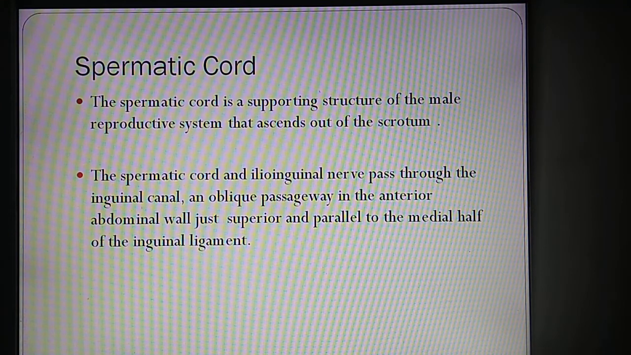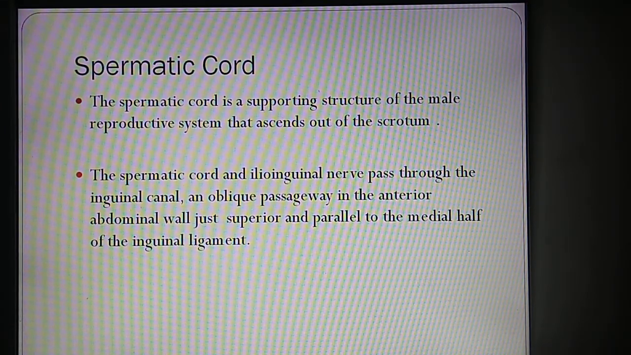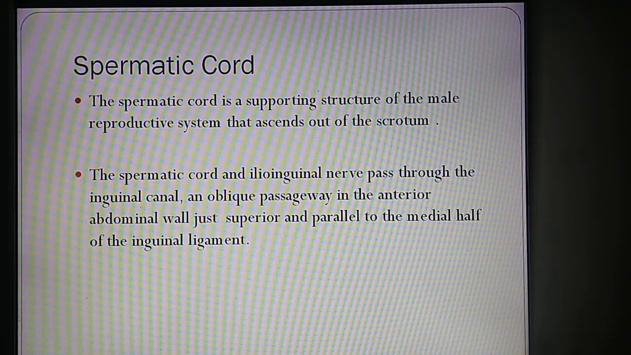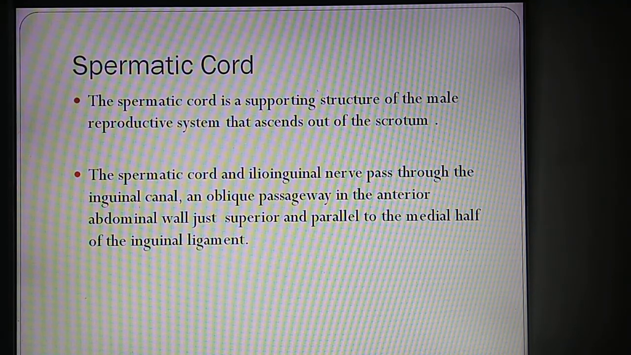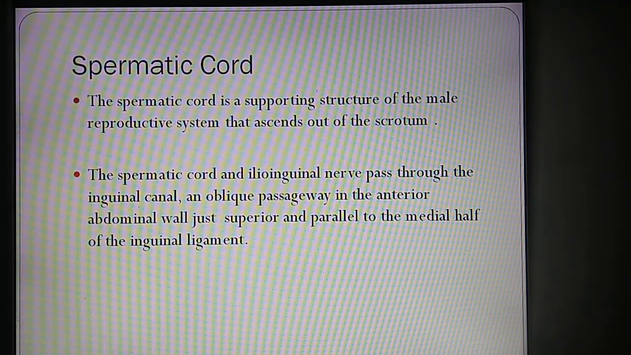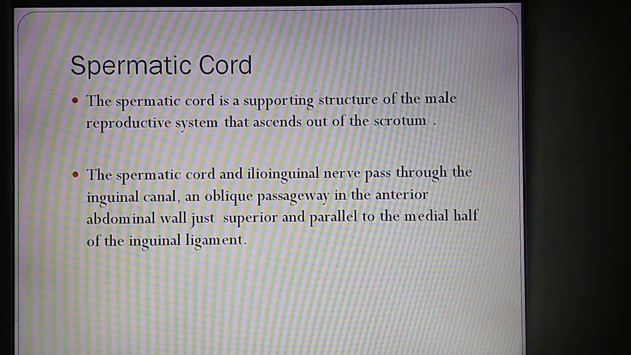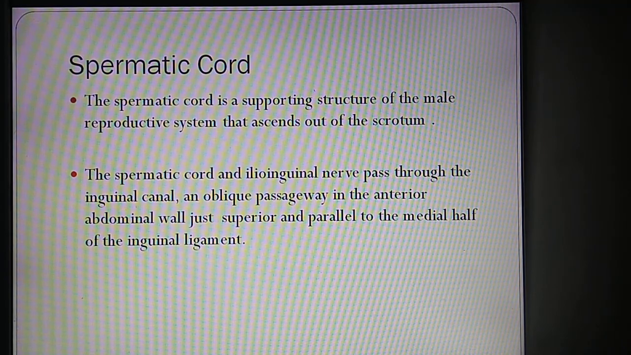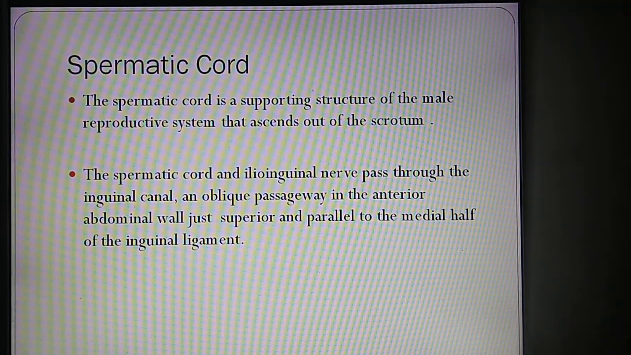Now the spermatic cord also has a role here. The spermatic cord is a supporting structure of the male reproductive system that ascends out of the scrotum. The spermatic cord and ilioinguinal nerve pass through the inguinal canal, an oblique passageway in the anterior abdominal wall just superior and parallel to the medial half of the inguinal ligament.